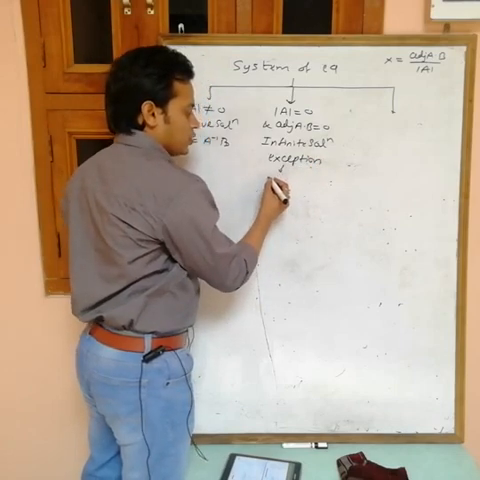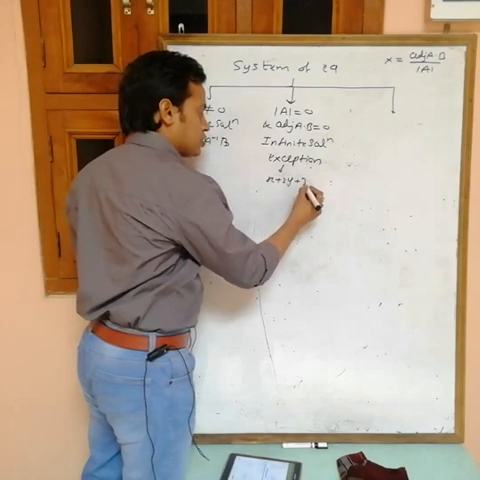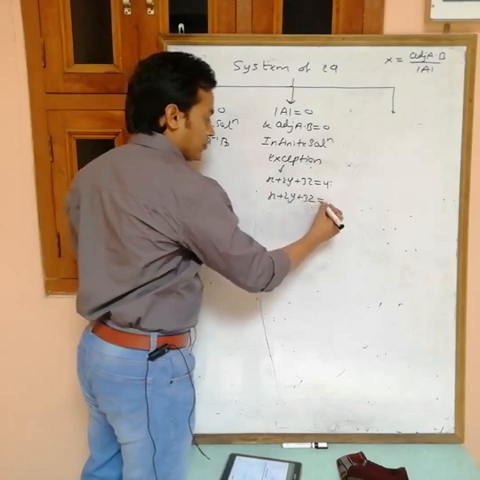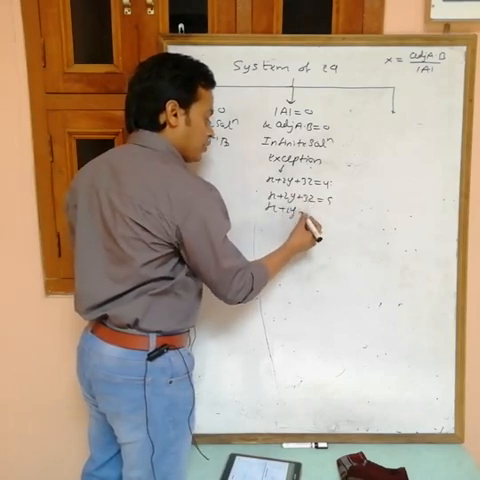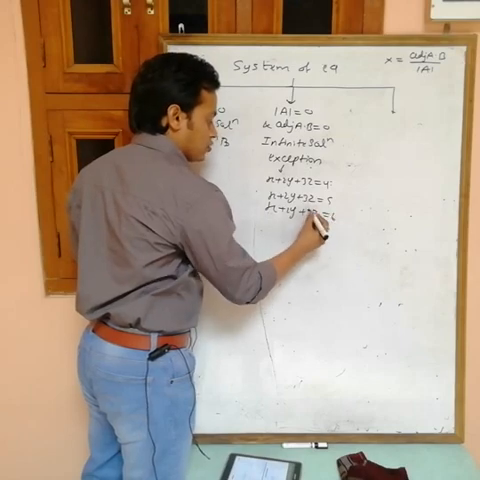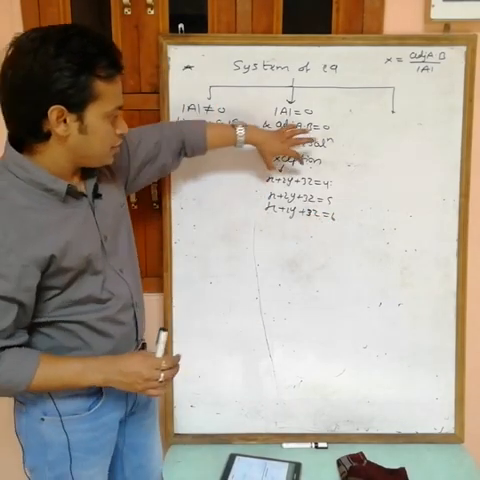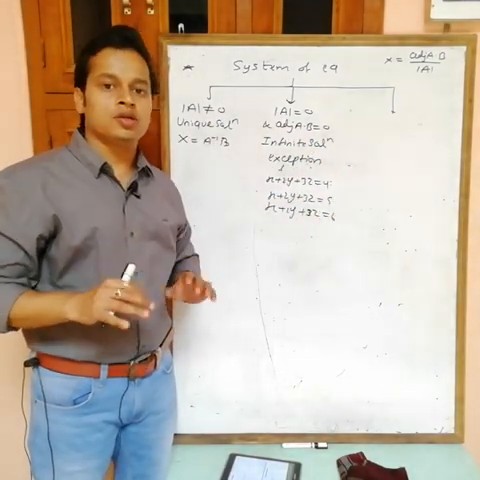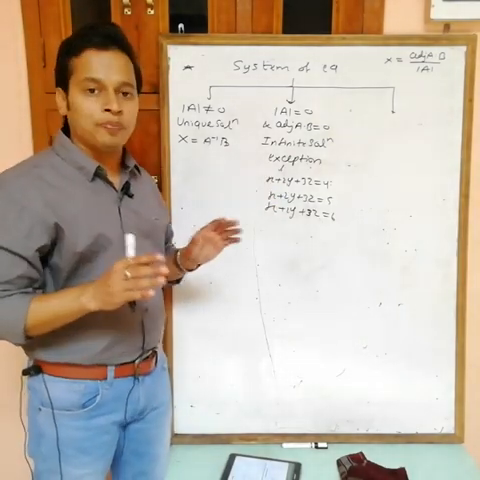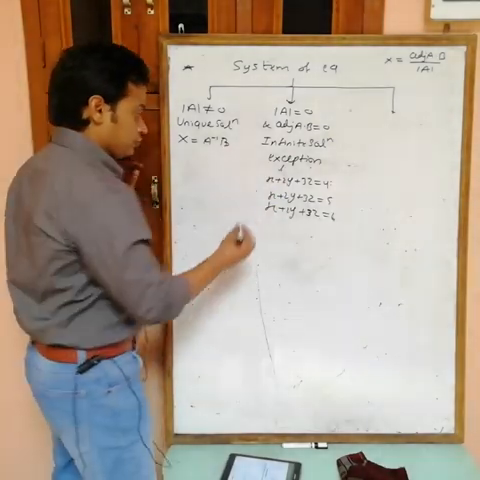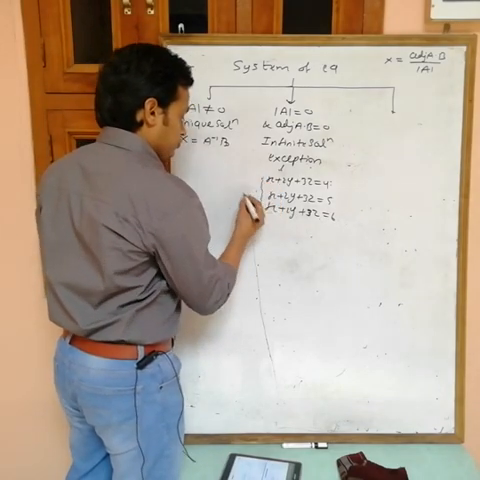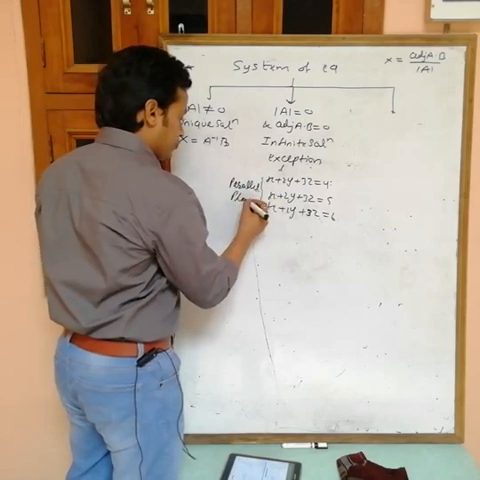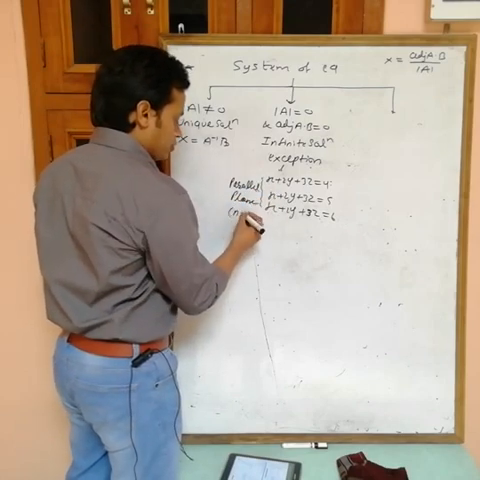If your equations are like this: x plus 2y plus 3z equals 4, x plus 2y plus 3z equals 5, x plus 2y plus 3z equals 6. Actually, if the coefficients of the variables are the same but the constants are different, then in that case you have no solution. This is the case of parallel planes. Parallel planes, but no solution.